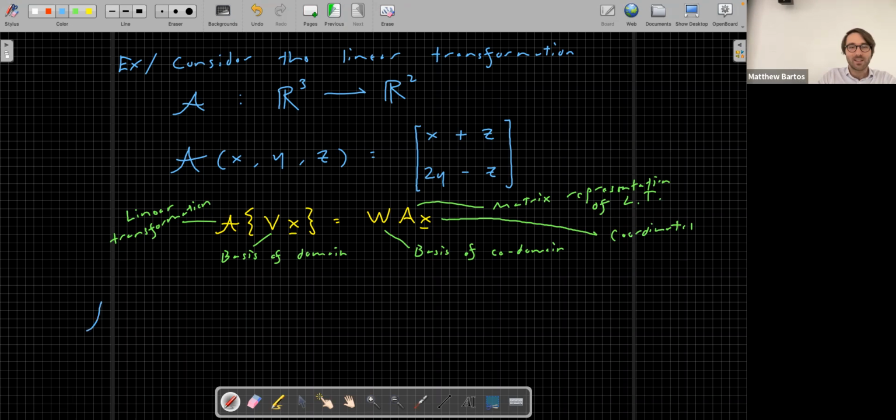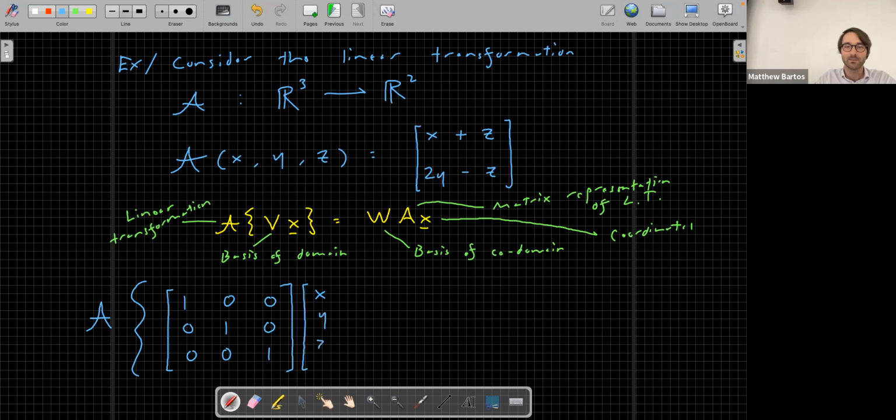So we have A applied to, sorry. So our basis of our domain is, let's just write it in terms of the canonical basis. So 1, 0, 0, 1. So it's just the identity matrix in R3. Our coordinates, I'll just express as x, y, z.